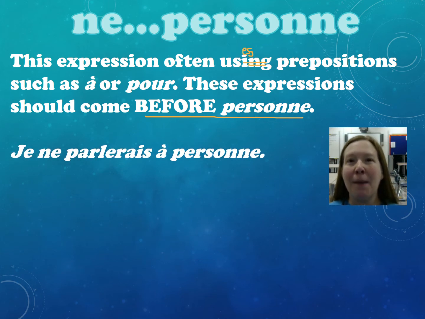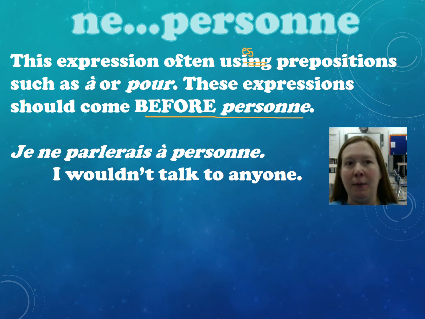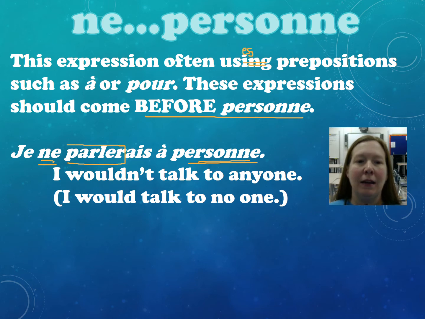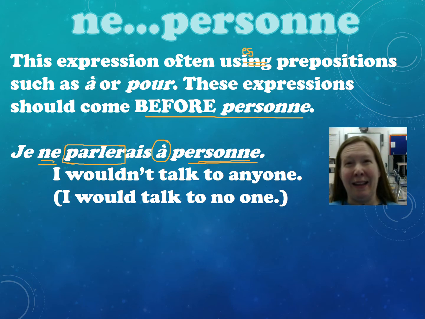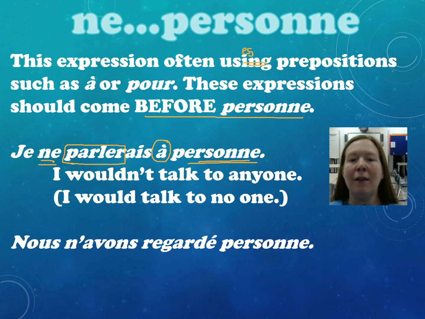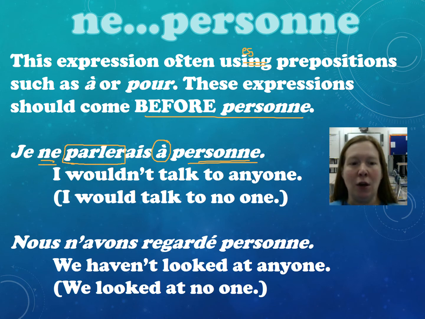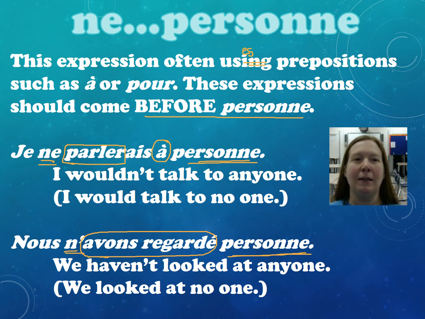Je ne parlerai à personne. I wouldn't talk to anyone. Or I would talk to no one. Again, same idea. In French, you're going to put the ne and the personne. Because the verb parler uses à, we have to make sure that we still put that à in there. So it's going to go before personne. Nous n'avons regardé personne. We haven't looked at anyone. Or we looked at no one. Again, you have the whole passé composé, ne in front, personne behind.